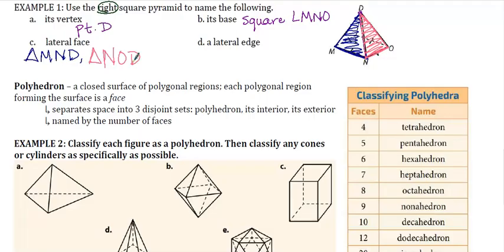Now, here's one thing that should be helpful. There's more lateral faces than just two, because there was a lateral face that came off of this edge and went up to the vertex. There's a lateral face that went off of the edge NO and went to the vertex. So since there are four sides to this base, there will be four lateral edges as well.